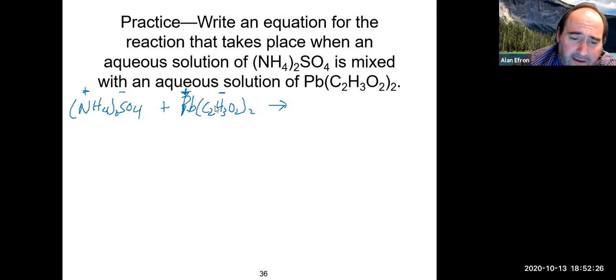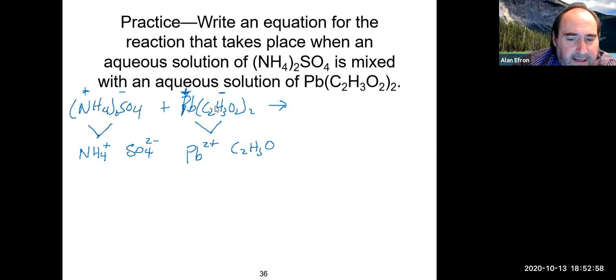Again, here we have a lot of extra 2s and stuff like that. So when you're trying to predict the other side, you want to think about just the basic units that make these things up. So the basic unit here would be NH4 plus, which is ammonium. And again, even though there's 2 of them, basic unit's just 1. Basic unit of sulfate is -2. The basic unit that makes up this guy here is going to be a lead with a +2 charge and an acetate with a -1 charge. Again, you can see I'm not concerned with all the extra 2s or anything like that.